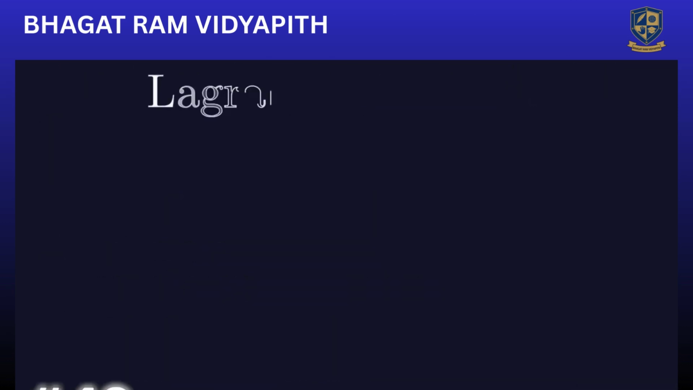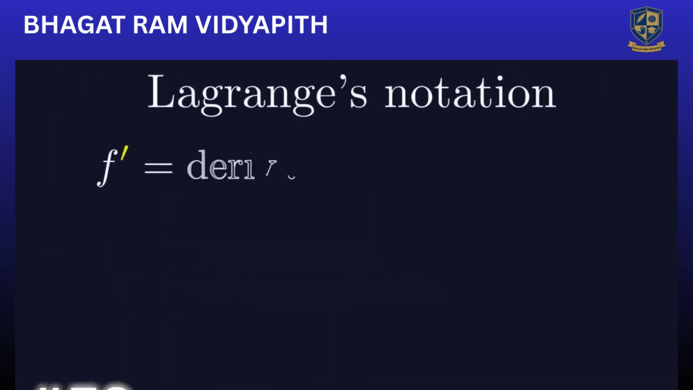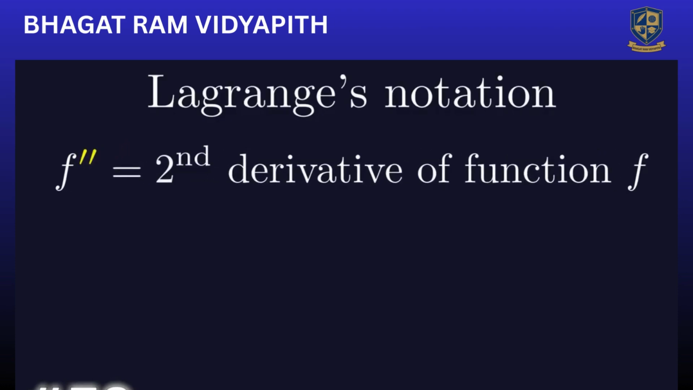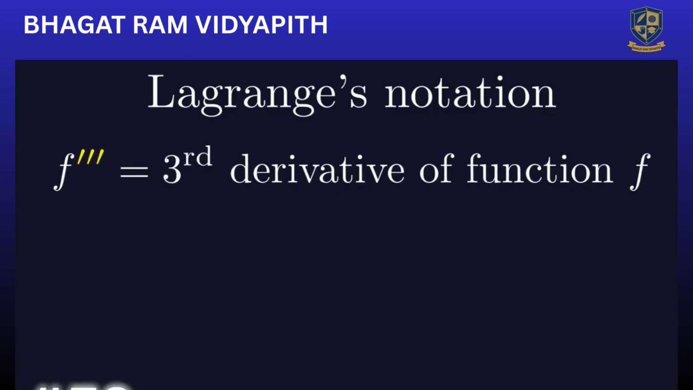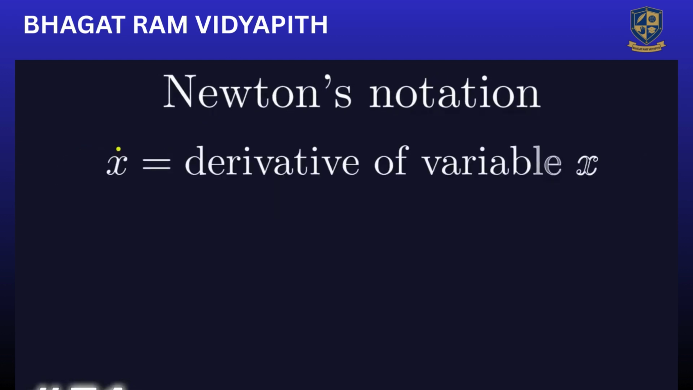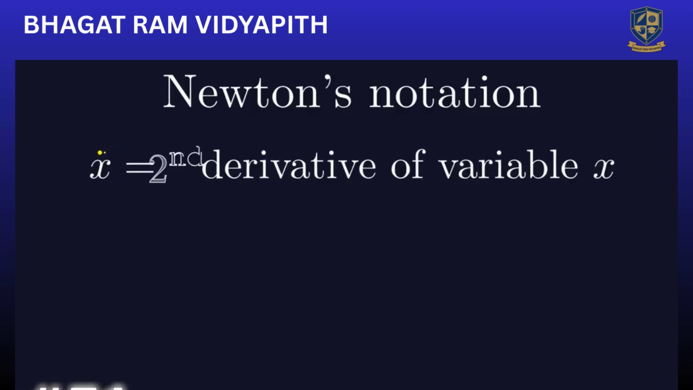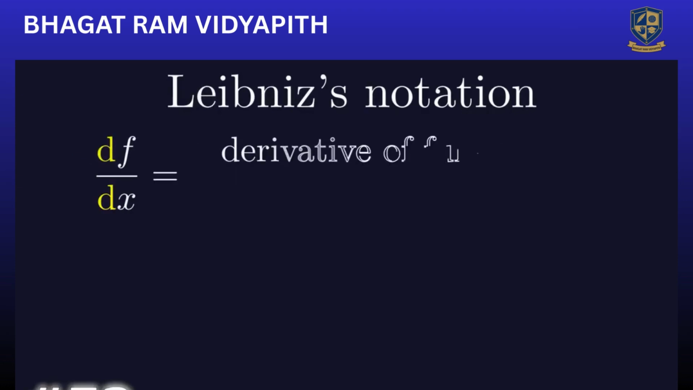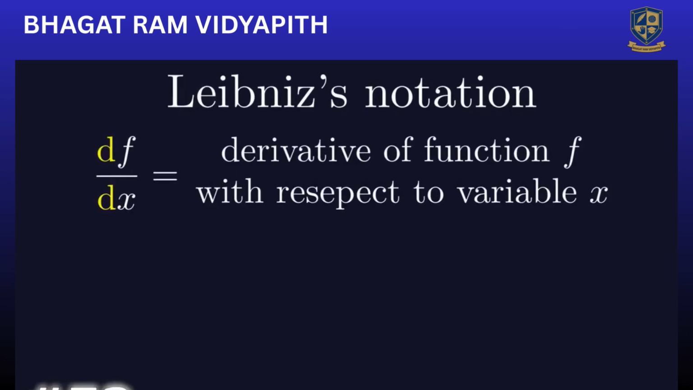In Lagrange's notation, apostrophe is used to denote the derivative of a function. By adding the second apostrophe, we can denote the second derivative, the third for the third derivative, and so on. In Newton's notation, the derivative is denoted as a dot. It is usually used to denote a derivative of a variable with respect to time. Adding the second dot, we can represent the second derivative.